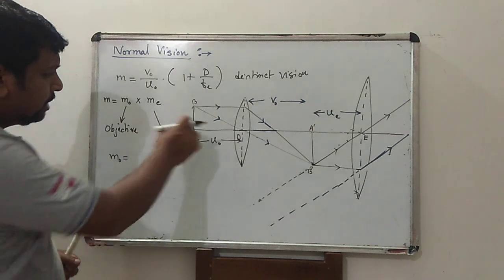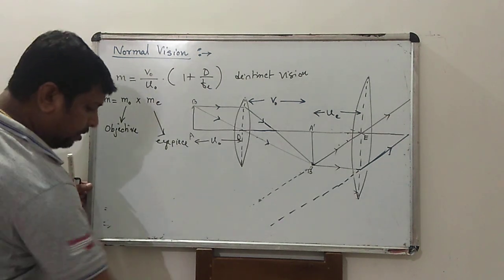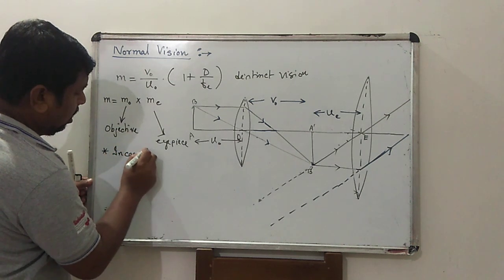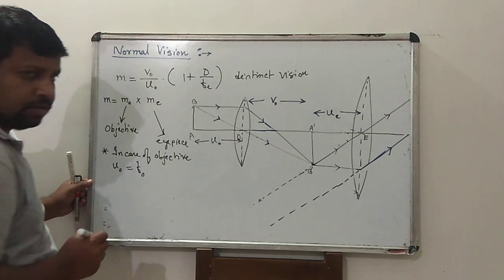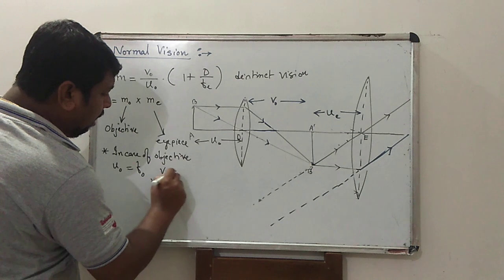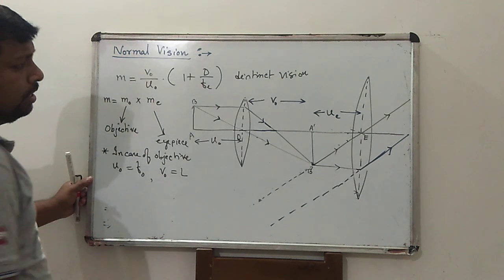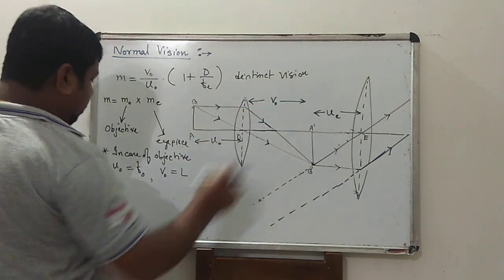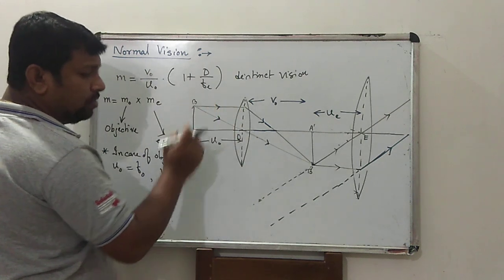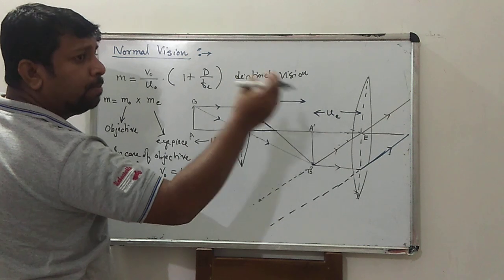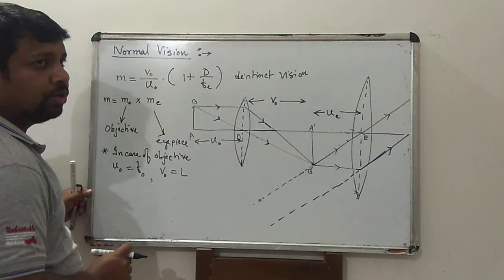Here the objective is considered. In case of the objective, u naught is equal to f naught, and v naught is equal to l. L is the distance between the two lenses, also known as the length of the tube. So u naught equal to f naught and v naught equal to l. If the object is at focus, the image would be formed at infinity, but here the image is formed at a distance L, which is v naught, known as the length of the tube.